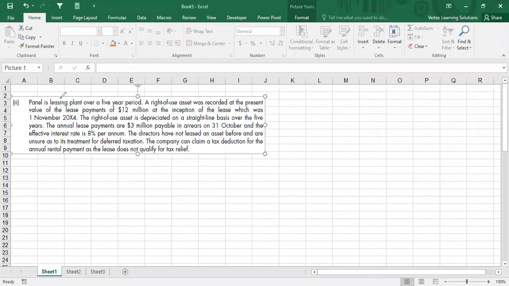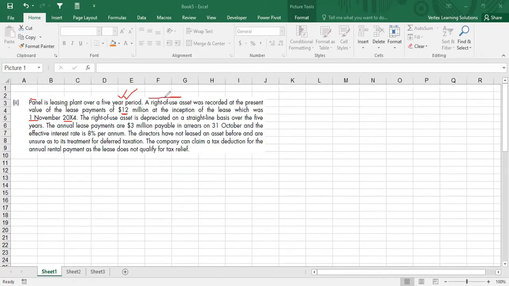It says that Panel is leasing a plant over a 5-year period, which is more than 1 year. A right of use asset was recorded at the present value of the lease payments of 12 million at the inception of the lease, which was 1st November 2004. So when you begin the lease, you took it for 5 years because it was a 5-year plant and it has a big value. So you considered it as a lease, not as a contract, and they created a right of use asset.